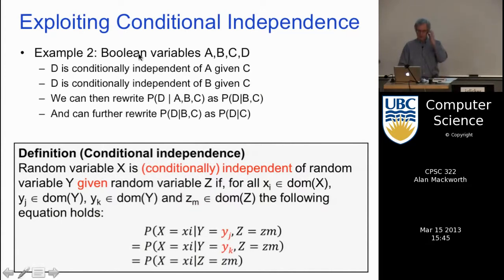Suppose we have A, B, C, and D, and D is conditionally independent of A given C, and conditionally independent of B given C, then you can drop even more. You can rewrite the probability of D given A, B, C as the probability of D given B and C because of this, conditionally independent of A. And now we can drop the B because D is conditionally independent of A, B given C. You have to keep the C because that's what gives you the conditional independence. You can't drop C. That's what separates A and B and says they're independent. But only if you know C. They may not be if you don't know C.